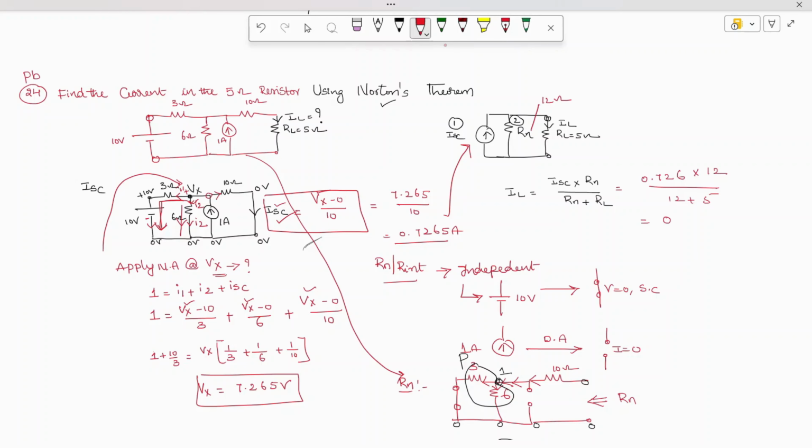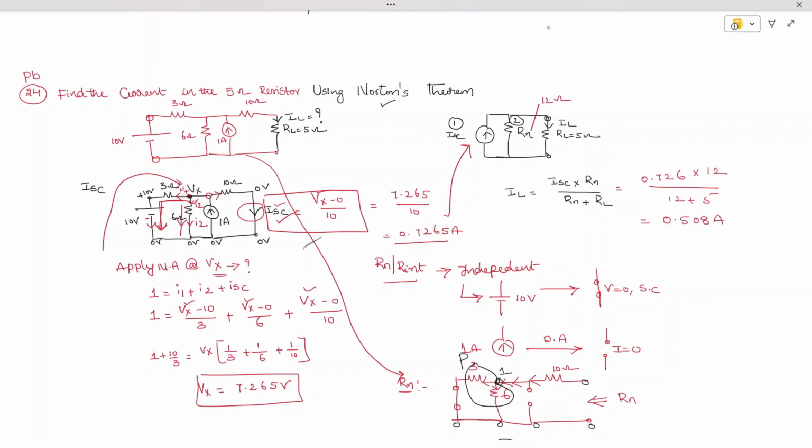Solve it, then you get 0.508 amperes. Very simple. If you are understanding the problem, I just short circuited the branch. After short circuiting, I had to find this unknown voltage. Why I short circuit this, ISC, I can write down as Vx minus 0 by 10. Automatically I can get it. So in order to find this ISC, I need to find out Vx. That's why I applied nodal analysis at Vx. I took all these currents as leaving and entering currents, and I found Vx. Just substituted the Vx here, I found the ISC value.